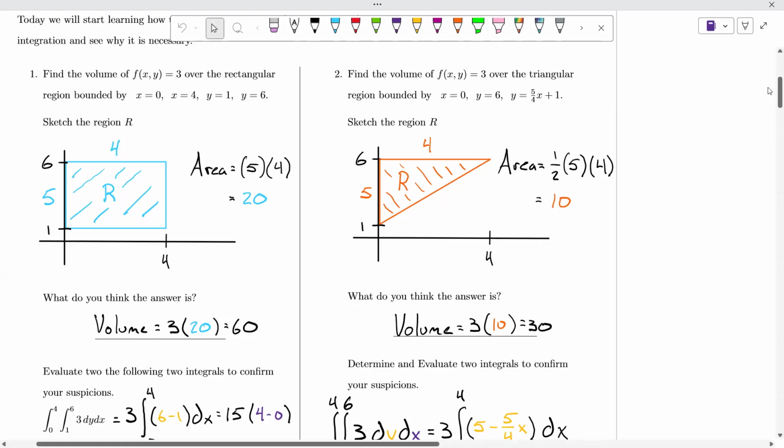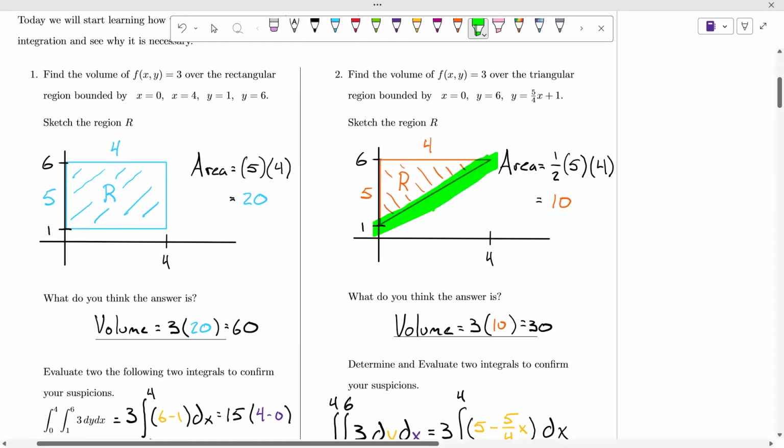It was set up nicely to be done dy first, since I was given my two equations in y equals format. But if I look at the diagonal line specifically, I guess all three of the boundaries are lines, I can just solve its equation for x instead of for y.